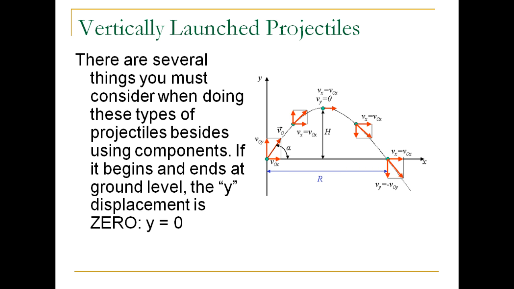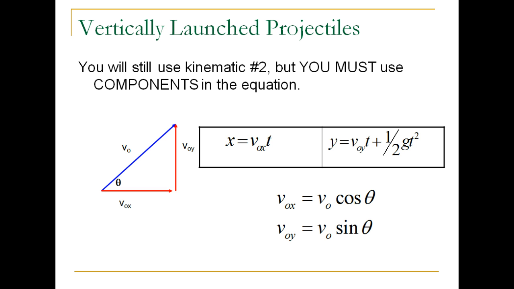Alright, because it went up and it came back down, and it's back at the same place it started. So we still use those same kinematics equations, but now, instead of just saying initial velocity is what we were given, we find it using those two equations.